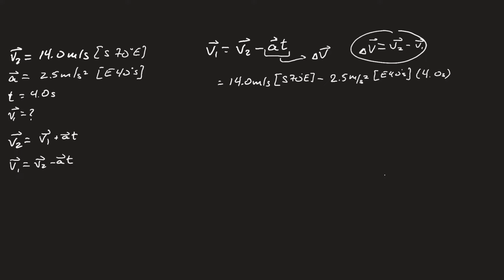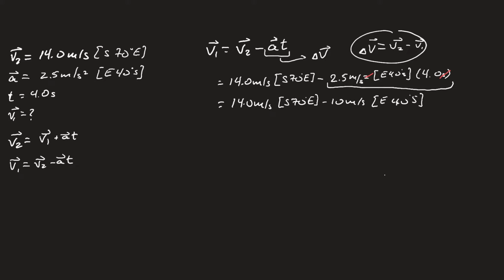Now you might look at that and kind of say, okay, I can't really do much here. How am I going to be able to draw a picture? But if you realize that these seconds are going to cancel, well, now you're left with meters per second. Because again, that last term is actually just your change in velocity. So it makes sense that it should be in meters per second. So we're left with 14.0 meters per second, south 70 degrees east, minus 10 meters per second, east 40 degrees south.